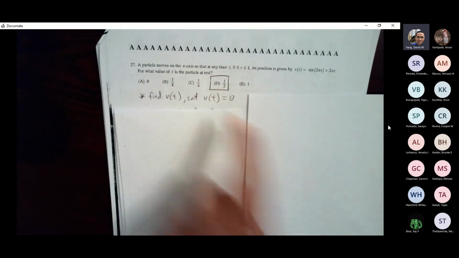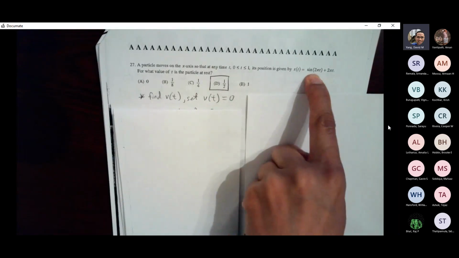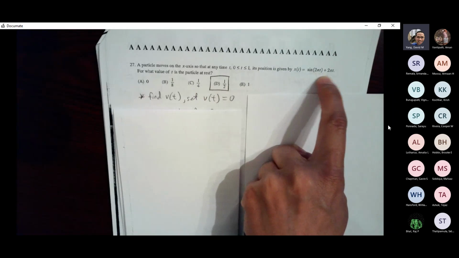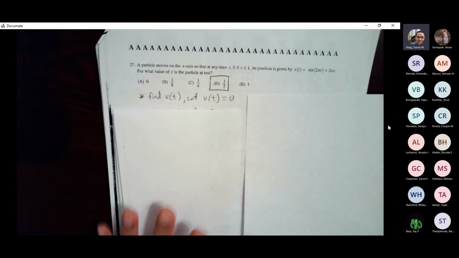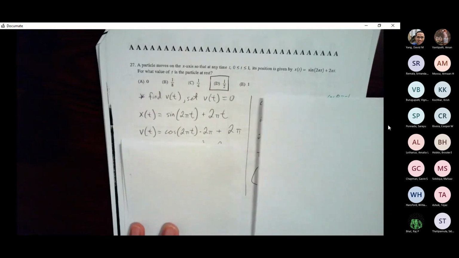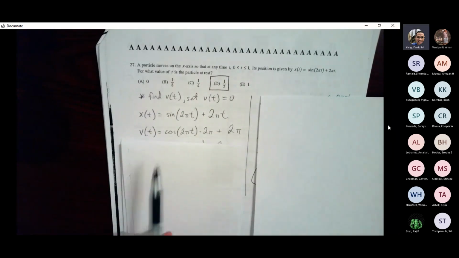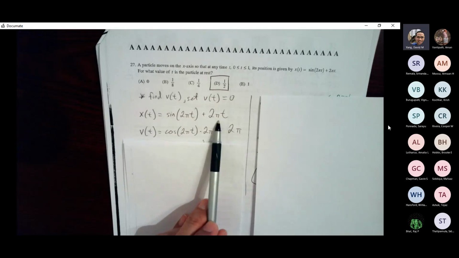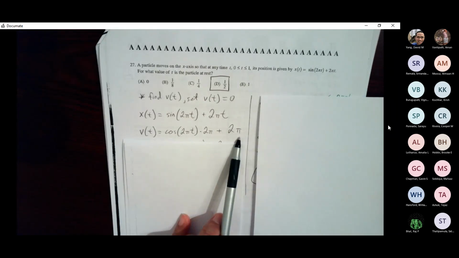So we need to first get to velocity. To get to velocity, we need to find the derivative. And to find the derivative, we've got to apply the appropriate derivative rule and a little bit of chain rule as well. Right, so sine of u becomes cosine of u times u prime. 2 pi t just becomes 2 pi. Right, linear becomes a constant.